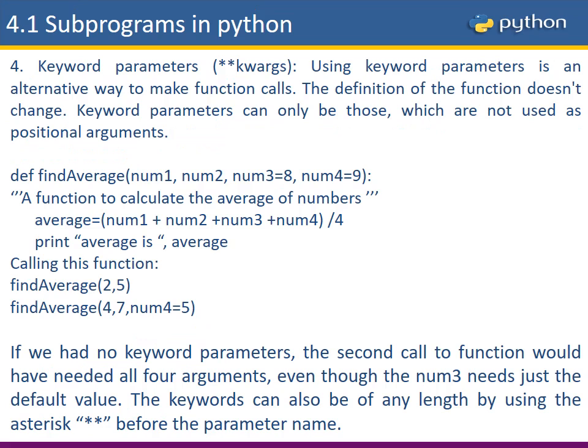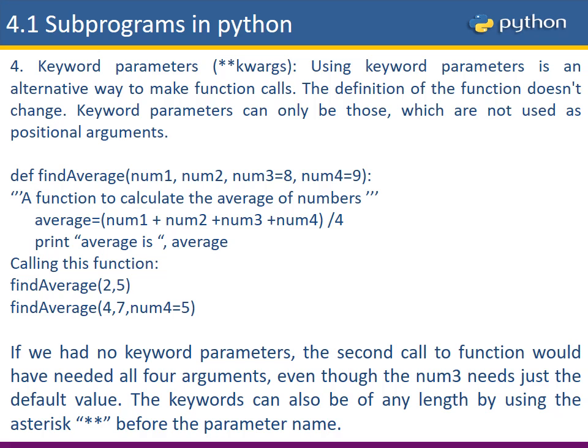And the other one is keyword parameters, which have the two asterisks, **kwargs. Using keyword parameters is an alternative way to make a function call, and the definition of the function doesn't change. Keyword parameters can only be those which are not used as positional arguments. So I will say they are named optional parameters.